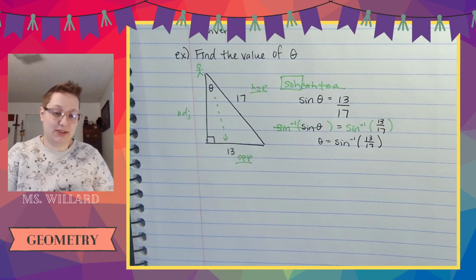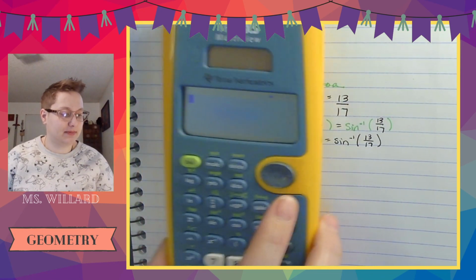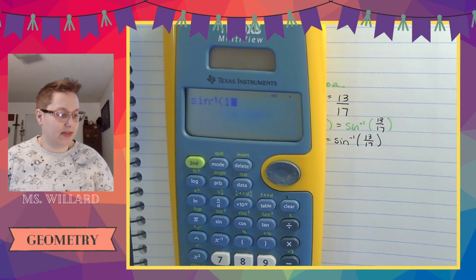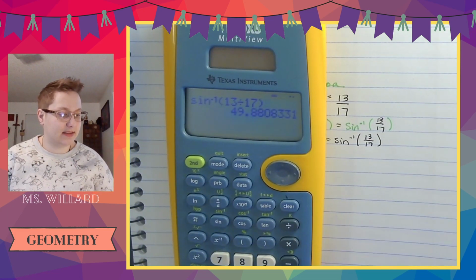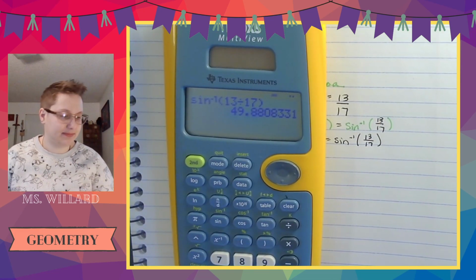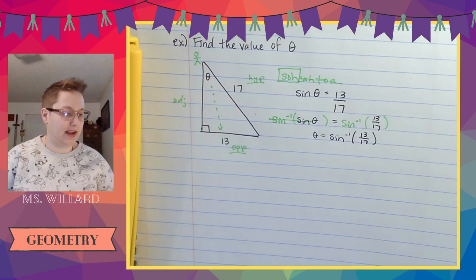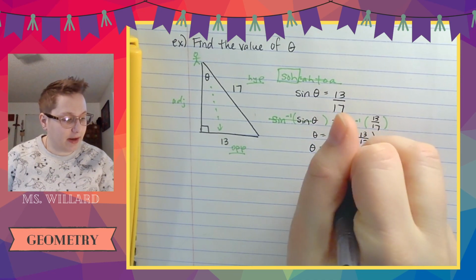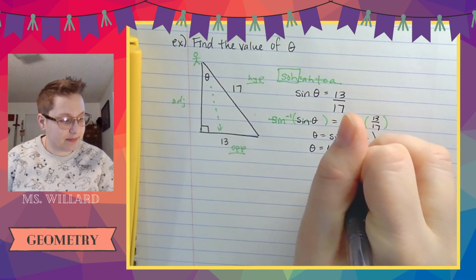But instead I'm using my calculator, so I'm going to go sine inverse by doing second sine, and then 13/17. And it says that it's 49.88. So this angle right here equals 49.88 degrees.